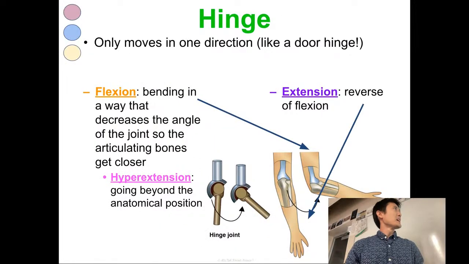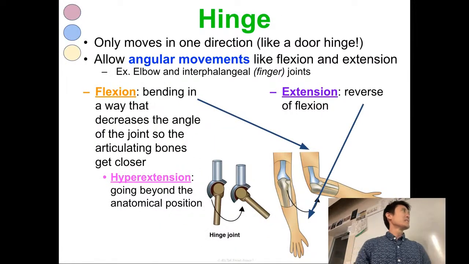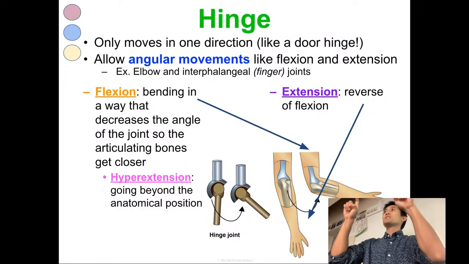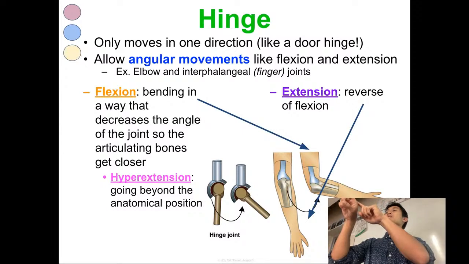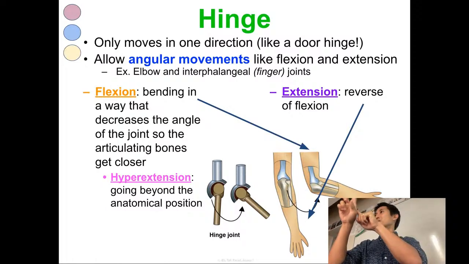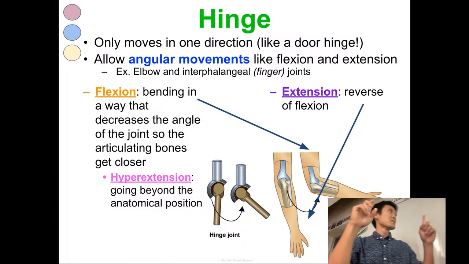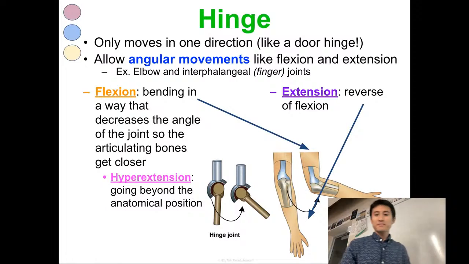Okay, next one, hinge joint, because it kind of looks like a door hinge. Your elbow and your knee, right? Those are really good examples of hinge joints. Also your fingers, not the knuckle of your finger, but the phalanges of your finger. They only close like a door hinge. Your knuckle is actually something else, but these are all hinge movements.